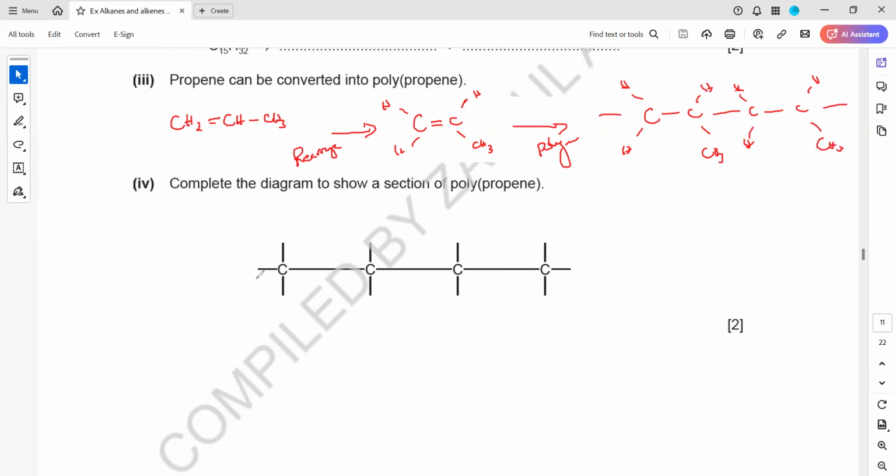So the same thing we have to do. This will have 2 hydrogens. This will have 1 hydrogen and then CH3. Then this will have 2 hydrogens. And this will have 1 hydrogen and CH3.